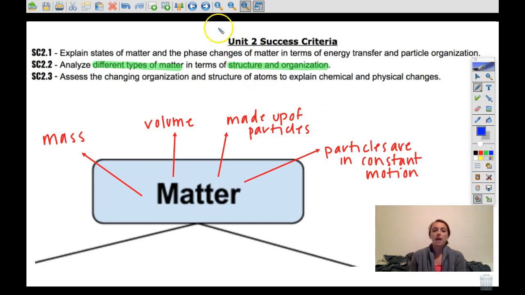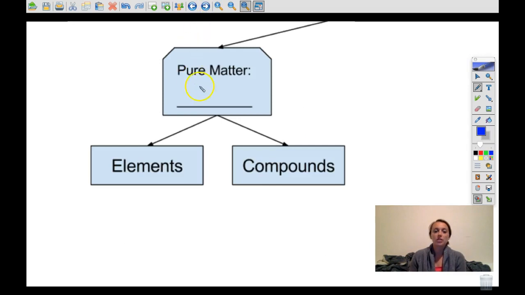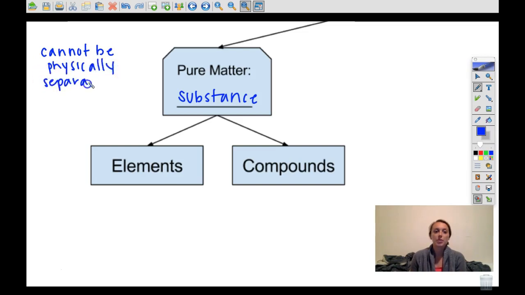So we can split matter into 2 categories. And the first is pure matter, also known as a substance. Now, pure matter cannot be physically separated. The only way to separate pure matter is to be breaking chemical bonds, which takes a significant amount of energy.